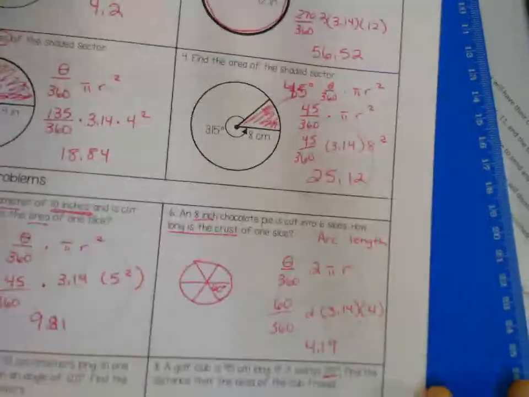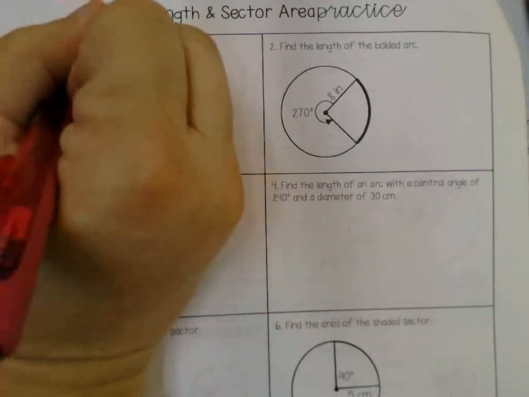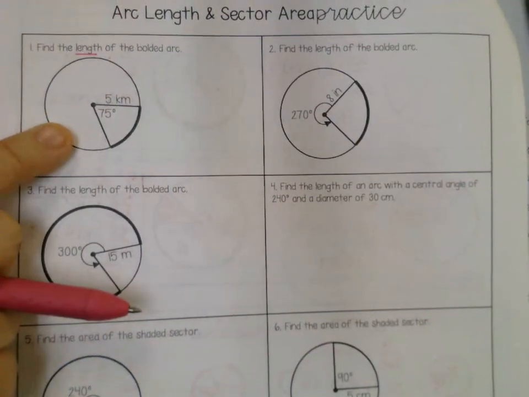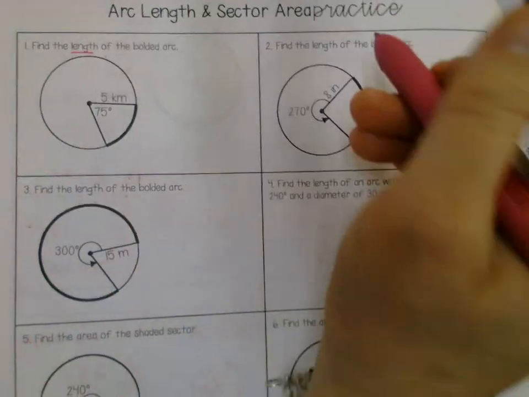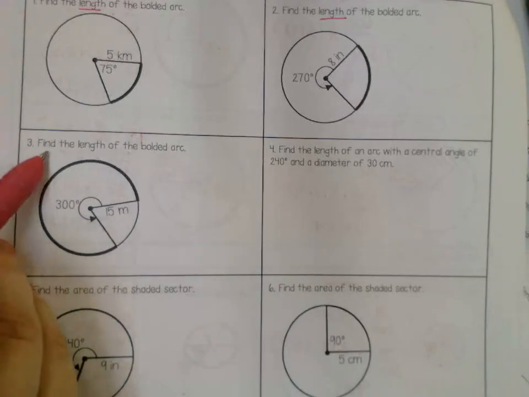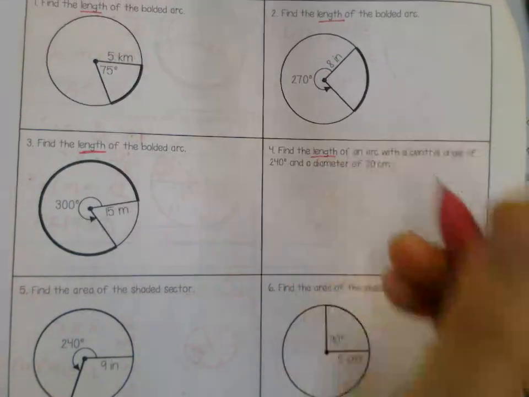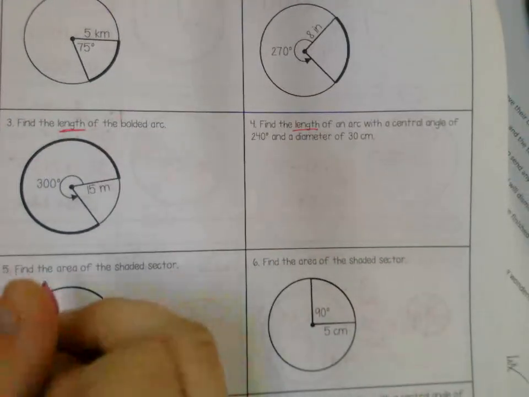Now, for homework tonight, if you will flip over to the next page. Look at what you're doing here for each of these. It says find the length of each bolded arc. So you're finding the length of the arc here. You're going to find length here. Next, the length. You're doing length again here. And then length again here. The last four are all area.